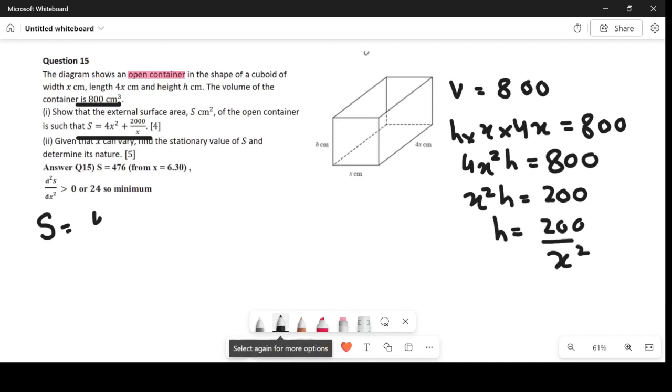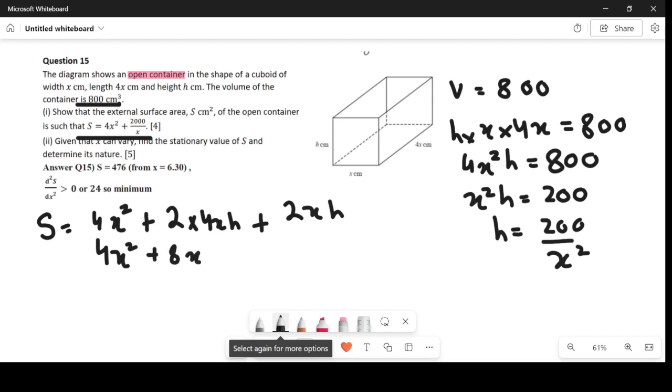We have 4x squared for the bottom one. Then we have 4xh for this one times 2. Then we have x times h times 2 for this one. Okay, now this becomes 4x squared plus 8xh plus 2xh. This is the surface area that we're getting.